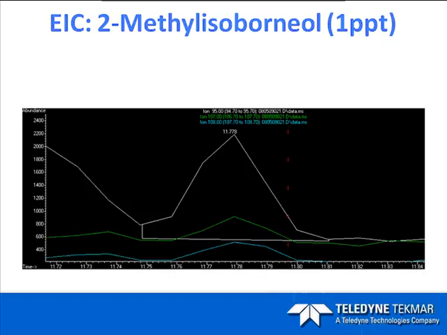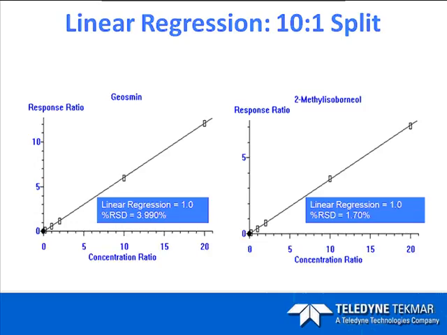Here we have the linear regression for both those compounds at 1 as well. Geosmin showed a percent RSD for that calibration curve of 3.99%, and 2-MIB was at 1.7%. So our calibrations for these, looking at 1 to 100 parts per trillion, are very linear.